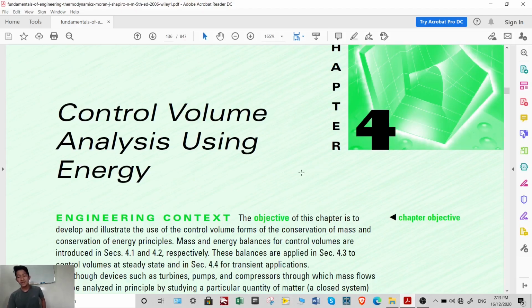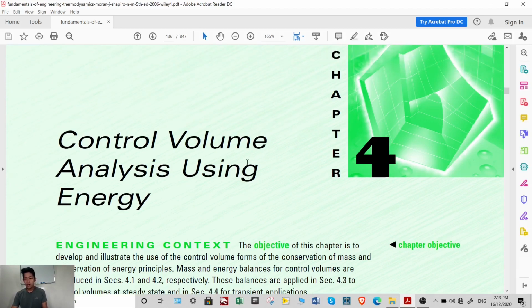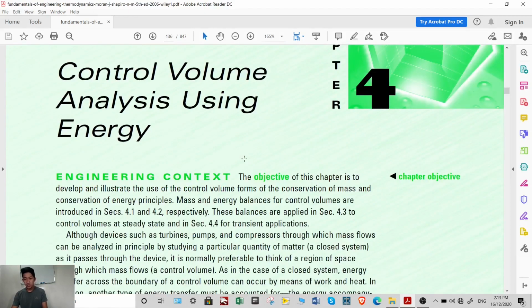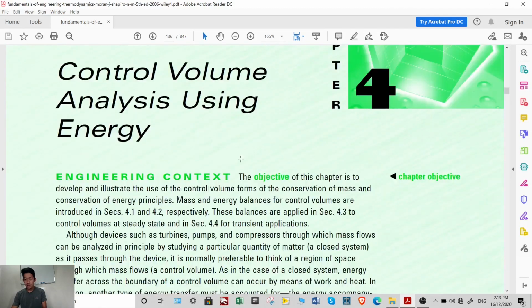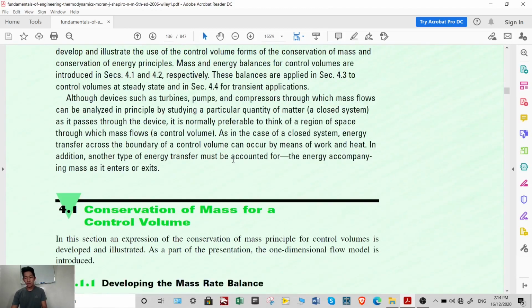Today we will be discussing how to analyze processes that involve a control volume. It is found in your book, page 136, 121, chapter 4. Control volume analysis using energy.